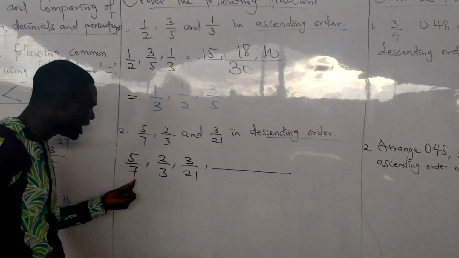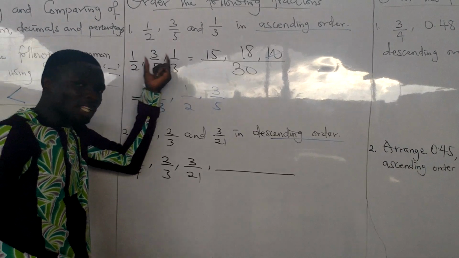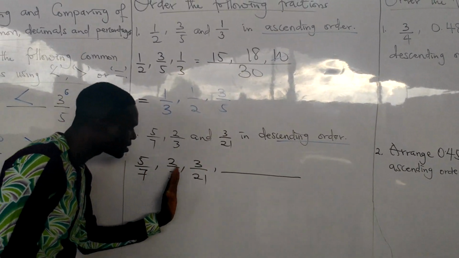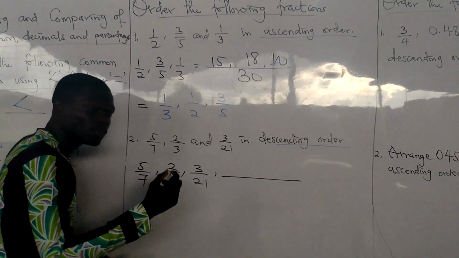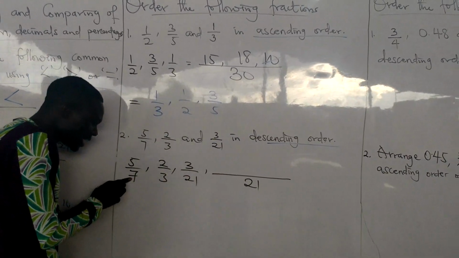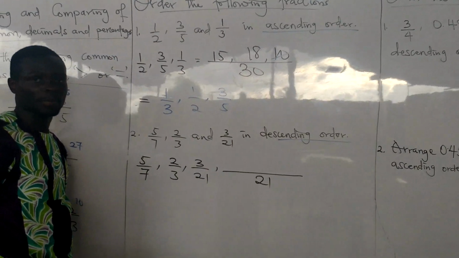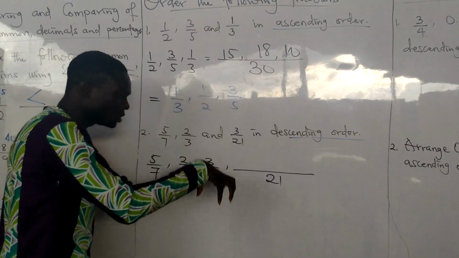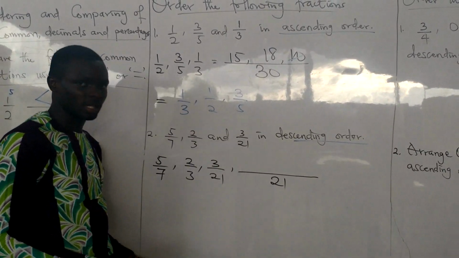So with this one, we are not going to multiply just the way we did here. Here we multiply because none can go into the other. So because 3 and 7 can divide or go into 21, we'll just go straight forward and take the LCM to be 21, because 7 and 3 are factors of 21.